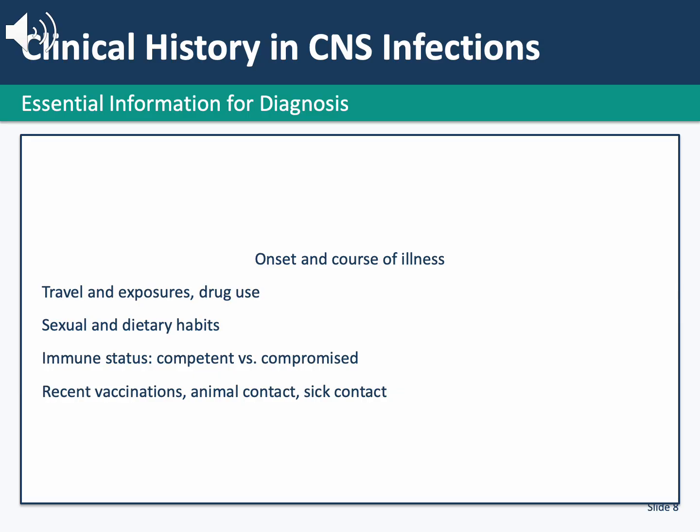History should include onset, course of illness, travel and exposures, drug use, sexual and dietary habits, immune status, competent versus compromised, recent vaccinations, animal contact, sick contact, seasonality, and geographic exposures to endemic diseases.